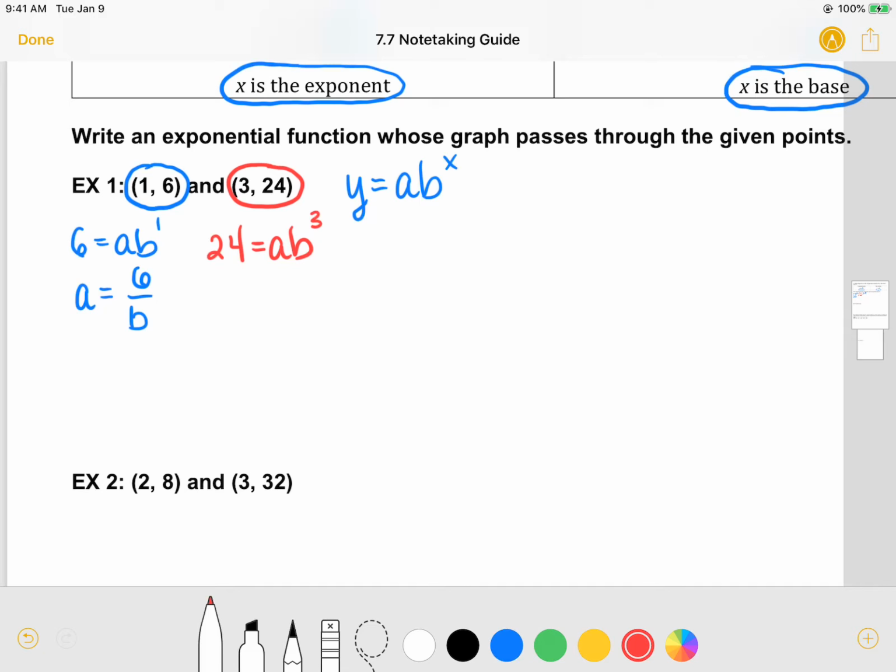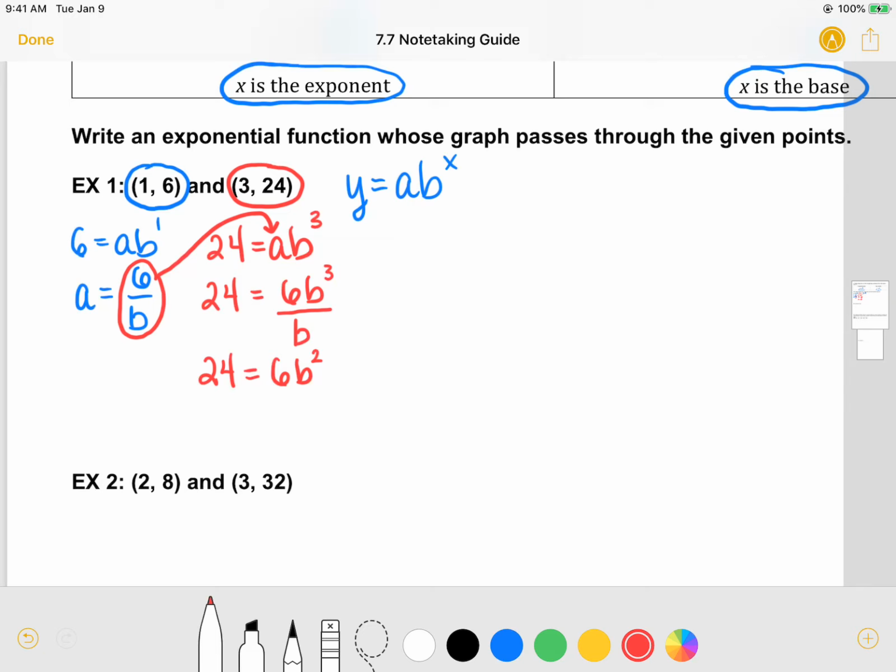Now we're going to take that value of a that we just solved for, and substitute it right in there for a. So that's going to look like 24 is equal to 6b cubed divided by b. Now let's simplify our base. Our common base is b. So b cubed over b is going to make b squared. So 24 equals 6b squared.